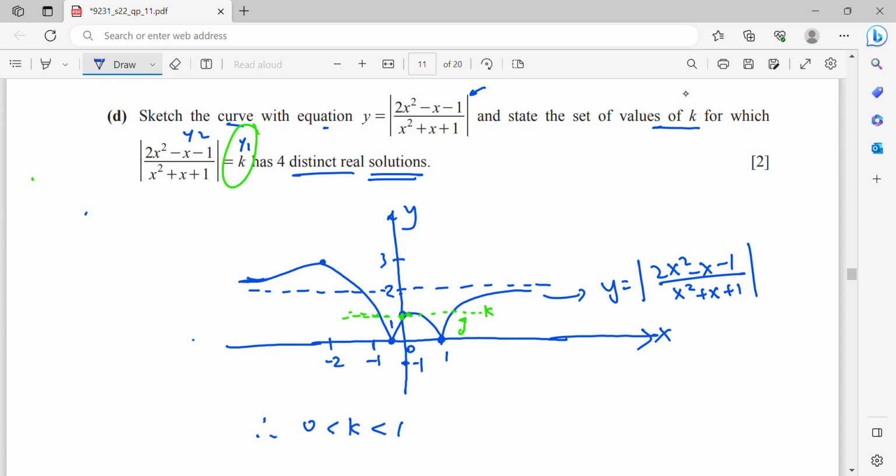It cannot be exactly 1, because when it is exactly 1, the horizontal green dotted line is touching the intersection with the y-axis, which means you will get 2 repeating roots. Okay, so that's all for this question. That's all for this D.